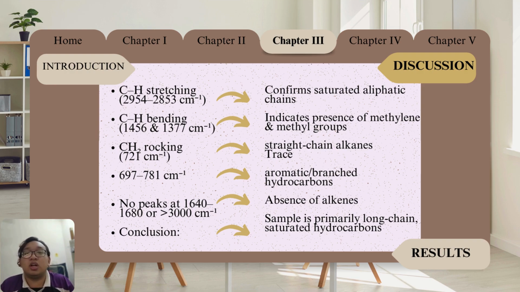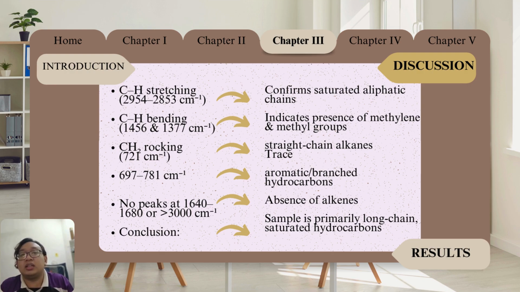We saw strong peaks around 2954, 2921, and 2853 per centimeter, which are typical of CH stretching in methyl and methylene groups, confirming the presence of straight-chain alkanes. And we also observed CH bending at 1456 and 1377 per centimeter, supporting the presence of these same groups and hinting at possible branching.